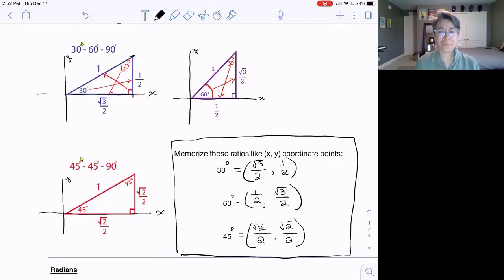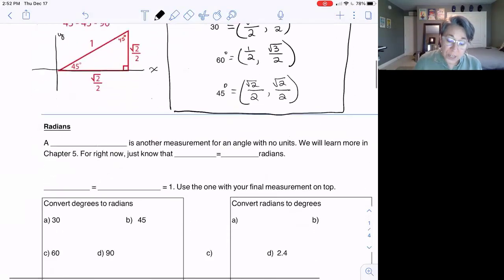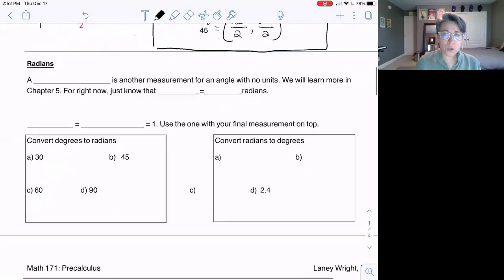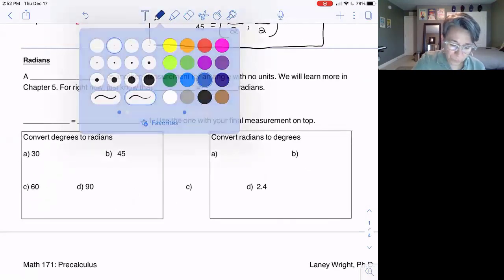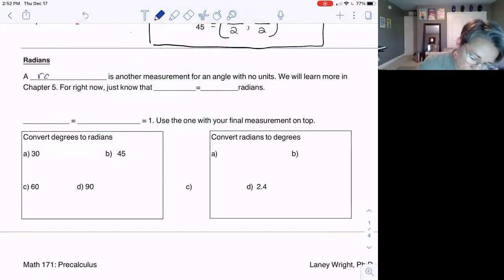All right. Now, there's another concept that I want us to cover, and that is radians. Now, a radian is another measurement for an angle, and it has no units. That's all I'm going to tell you about it for right now. We will learn in more detail how it's measured in chapter 5.